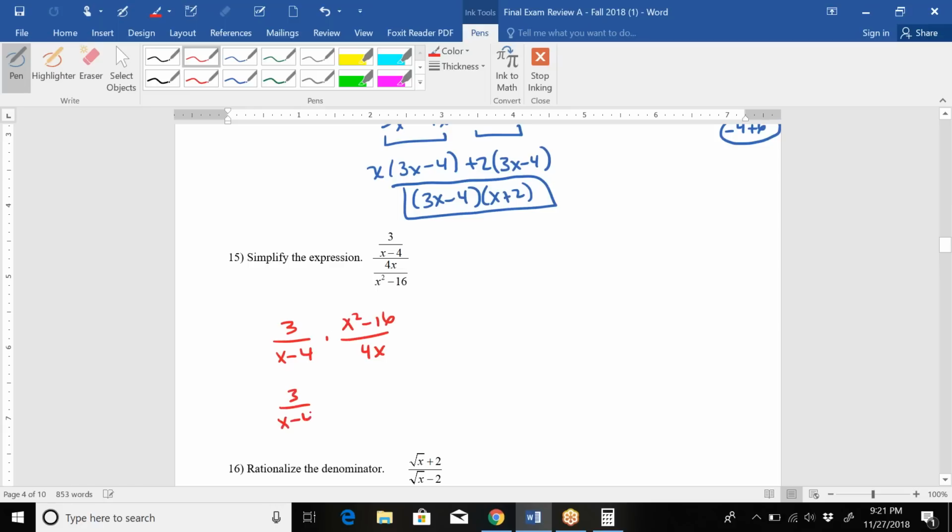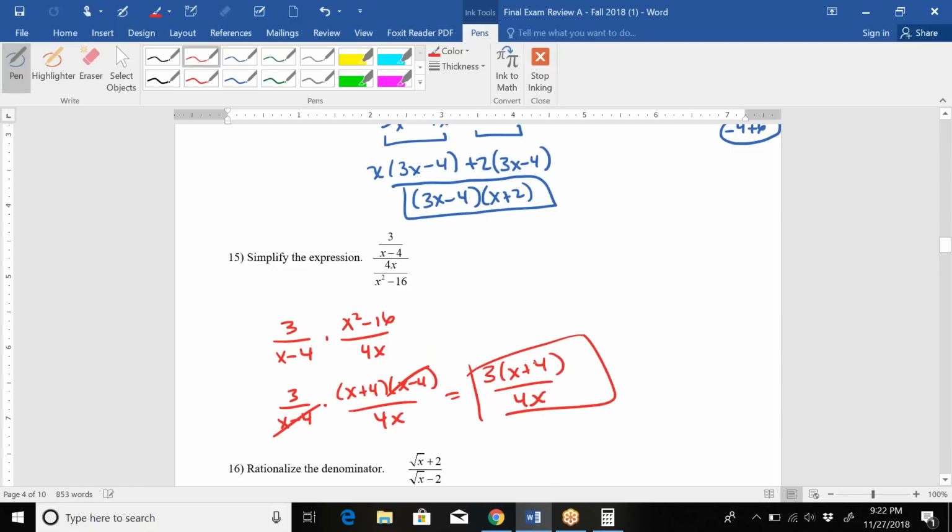So on top of the right fraction, that factors into x plus 4 and x minus 4, which means we can cancel out, because this is multiplication, the matching x minus 4s on top and bottom. That leaves me with 3x plus 4 over 4x. That's one way to write the answer. You could also distribute that 3 on top.